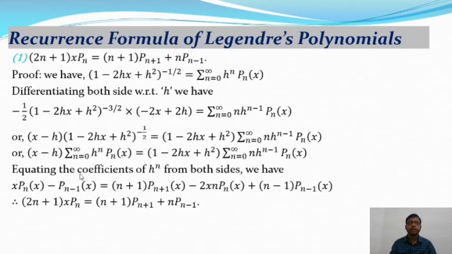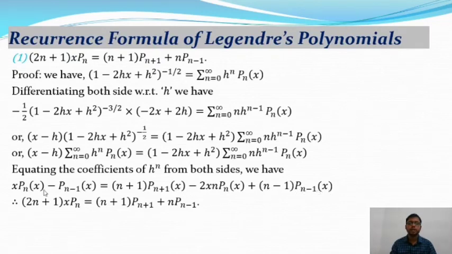So now equating the coefficient of h to the power n from both sides, from the left side we will get x into Pn of x, this is the coefficient of h to the power n as well, minus Pn minus 1 of x. It is equal to n plus 1 into Pn plus 1. Okay, so if we put n minus 1 is equal to n, we will get this one. This is the coefficient of h to the power n after putting n minus 1 is equal to n, and minus 2x n into Pn of x plus n minus 1 into Pn minus 1 of x.